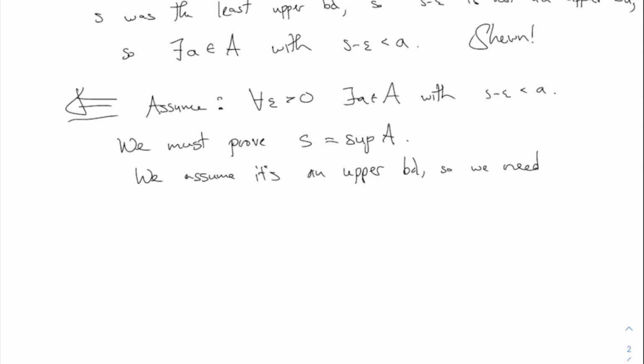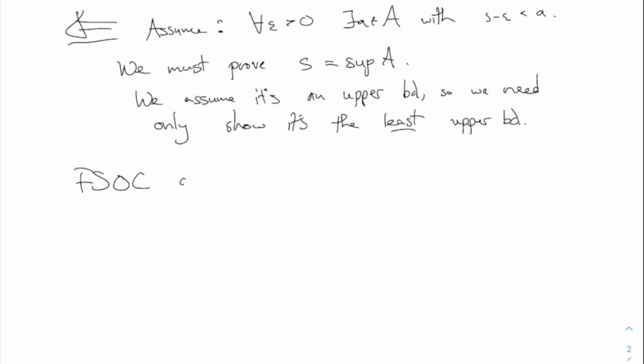We assume it's an upper bound. So we need only show it's the least upper bound. All right. This is a little tricky. Maybe this part of the proof is a little trickier than the other part. To show something is the least, this is something that you just see with experience. Showing something is the least upper bound is usually a good idea to do by contradiction. So I'm going to assume that it's not the least upper bound. That means there's another upper bound which is lesser, and then see if we can make a contradiction from that. So I'm going to say, for the sake of a contradiction, let's assume there is a lesser upper bound, smaller than S. So let's say T less than S. T is an upper bound.